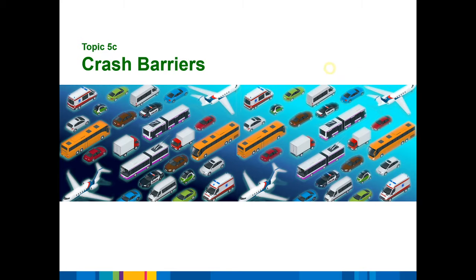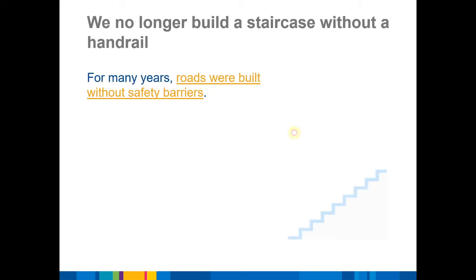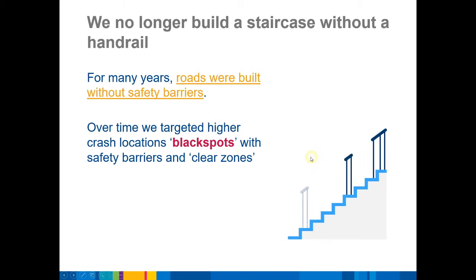All right, so you'll probably have noticed that we no longer build staircases without handrails. For many years, roads were built without safety barriers, and now we've started to see some different thinking. We used to target black spots. We used to say, oh, someone fell off on this step, so we built a bit of handrail just there. Or someone fell off on the 8th step, so we built a piece just there. These black spots were sort of thought of as the areas we needed to proactively, or not proactively, reactively fix the roads.